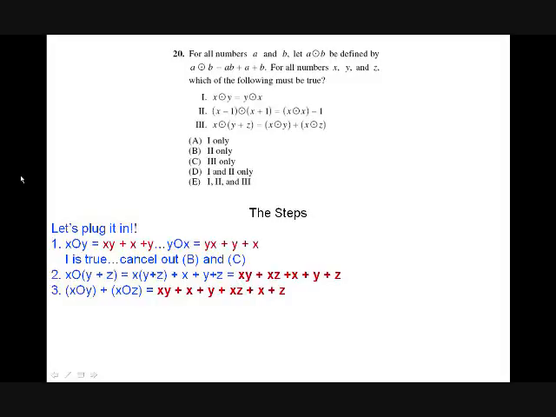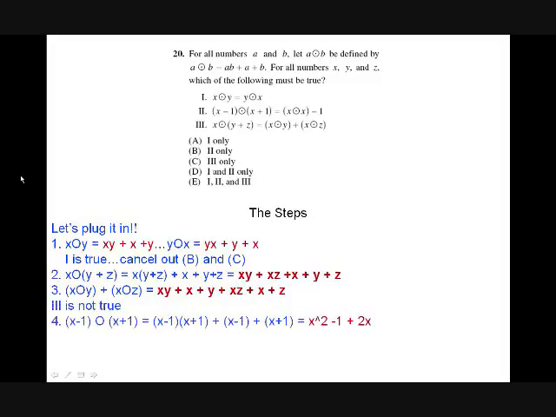So x function y plus x function z is going to give me xy plus x plus y plus xz plus x plus z. I can take a look at steps 2 and step 3 and realize that those values are not equal to each other. So I know that option 3 does not work. So now I know I can cross out answer choice E. So the answer is either going to be A or it's going to be D. So let's try out option 2.